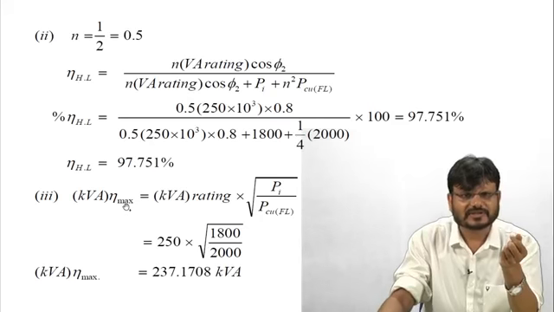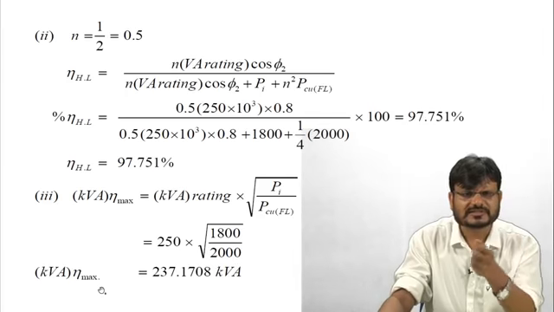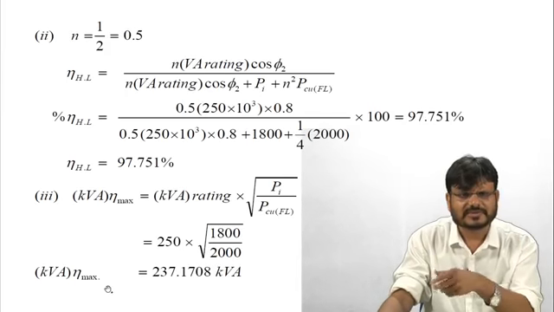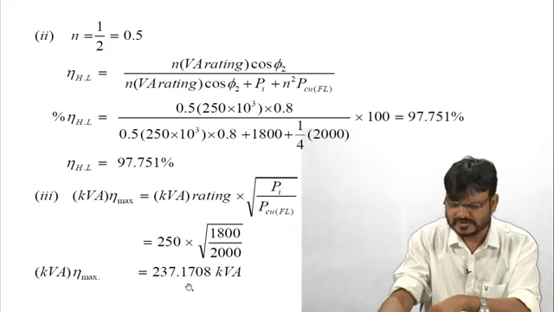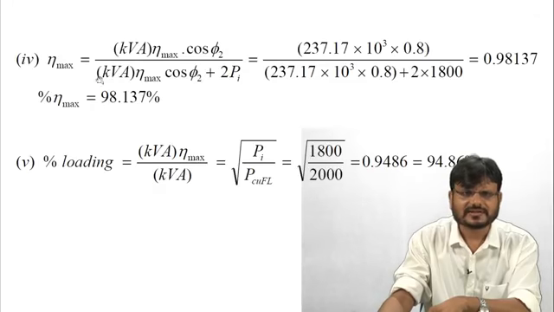Here you can find out the kVA at maximum efficiency. So what is the condition here? Just put in the formula. The kVA rating at maximum efficiency is equal to 237.1708 kVA. And now you have to calculate the maximum efficiency.